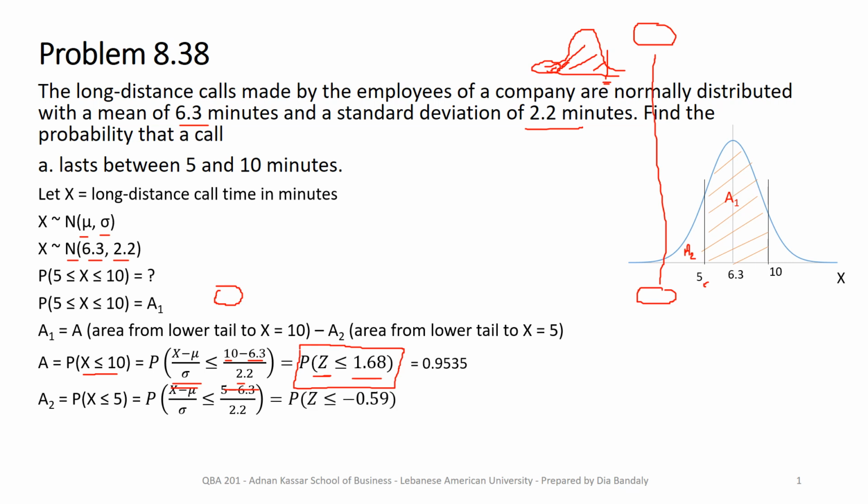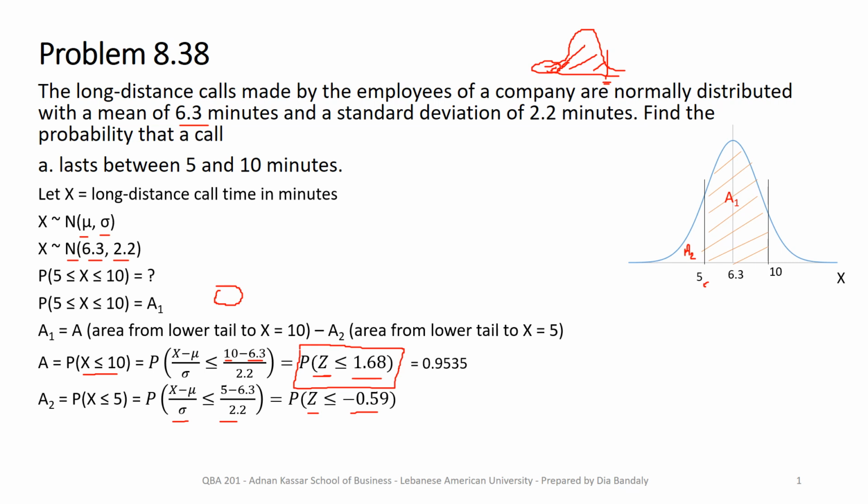Now we want to find A2. I will do exactly the same. Let me first clean it up a little bit so that things will be clear for you. So we did exactly the same procedure. We standardized x, so we subtracted mu and divided by sigma in the two terms. Now we have a probability statement in z terms, z less than minus 0.59. So now you look in the first page of the z-table.